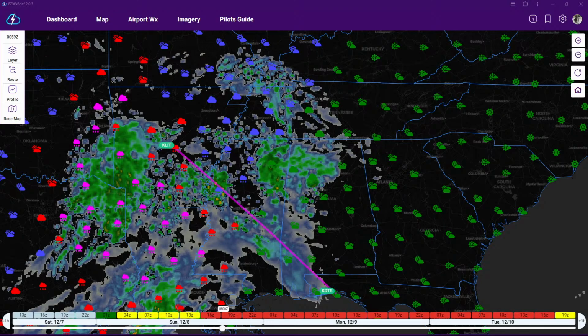So as you can see here, this is valid basically at 18Z. That's when I have my departure advisor set up here in EZWxBrief. And you do notice that there is a fairly significant weather system making its way into the region, into my specific routes. And so what we have to understand is, what is the cause of this precipitation?